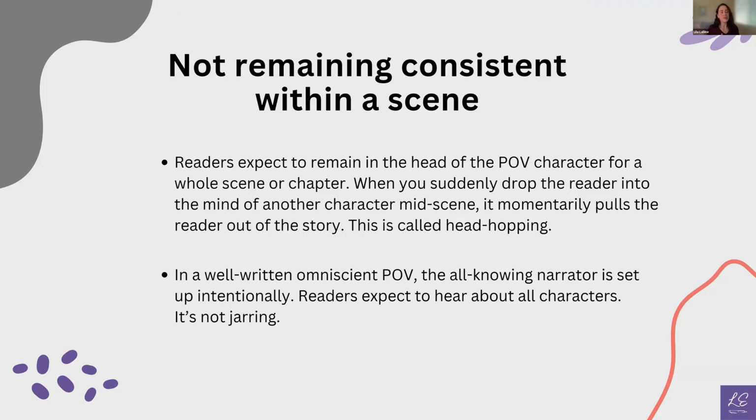You can do this in a well-written omniscient point of view because the all-knowing narrator has already been set up intentionally, and readers know that they're going to be hearing about what's in the mind of the other characters through the narrator's perspective. But when you're in a limited third, you are expecting to hear everything through the point of view character's perspective, if that makes sense.